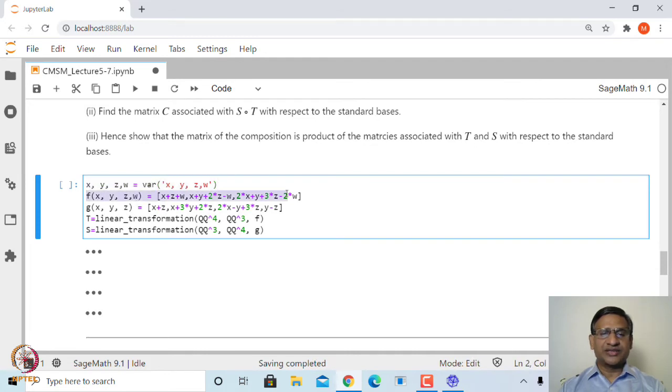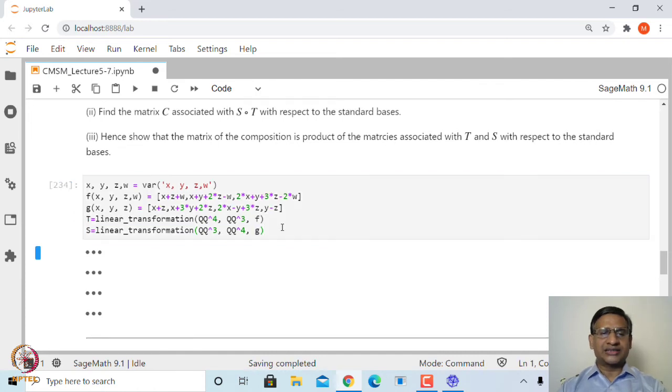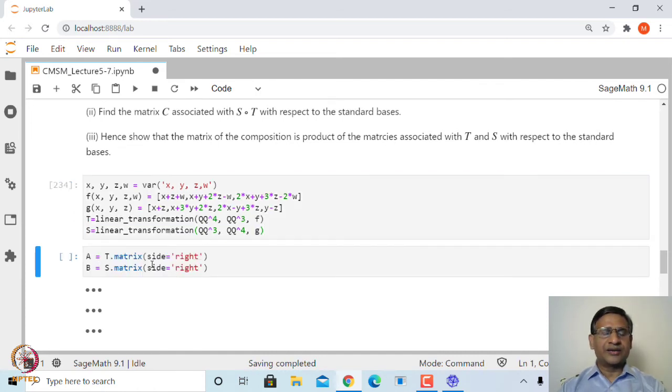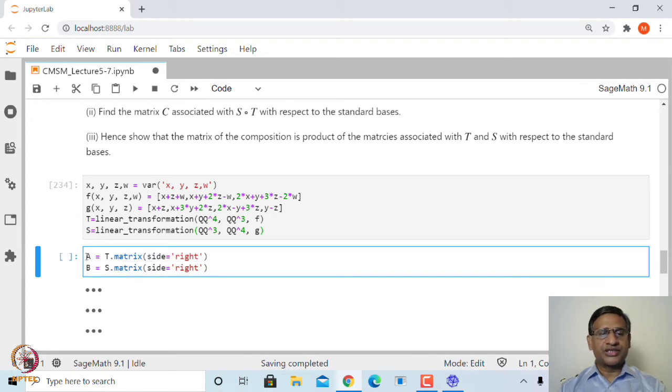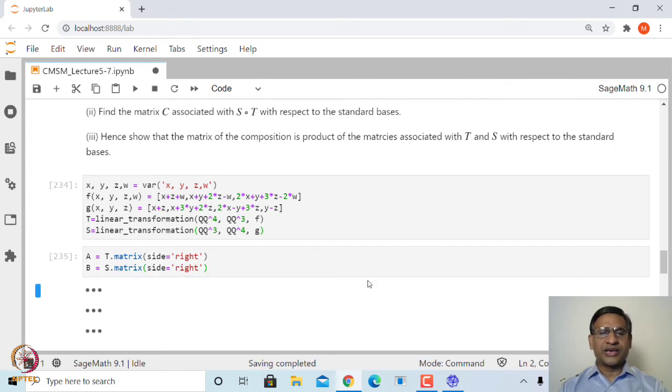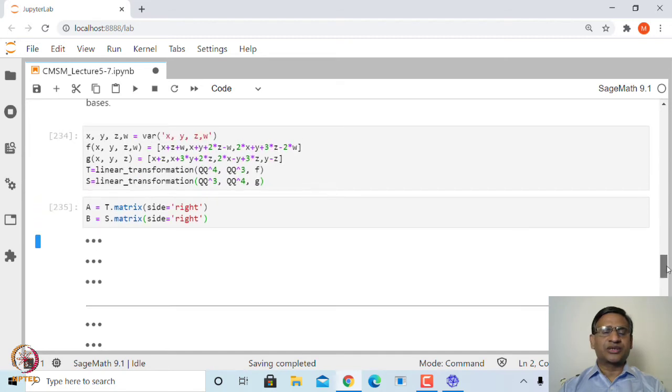F of x, y, z is the first linear transformation T, g of x, y is the second linear transformation, that is S, and let us define T to be a linear transformation from Q4 to Q3 with image as F. Similarly, S as a linear transformation from Q3 to Q4 with image as G. So once you have declared S and T, let us find matrices of T and S with respect to the standard basis. So we can simply say capital A is equal to T dot matrix, side equal to right. Similarly, B is equal to S dot matrix, side equal to right. So that will give you the matrices of T and S with respect to the standard basis.